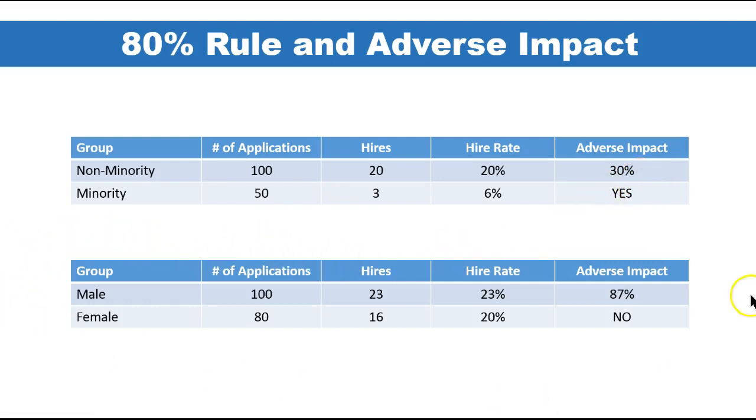Here's another example where there's a group of male and female applicants. Of the male applicants, there were 100, with 23 hires for a 23% rate. Of the female applicants, there were 80 of them, 16 were hired, a 20% rate. And 20 over 23 is 87%, right? So that meant that it is above the 80% rule, and so there is no adverse impact.